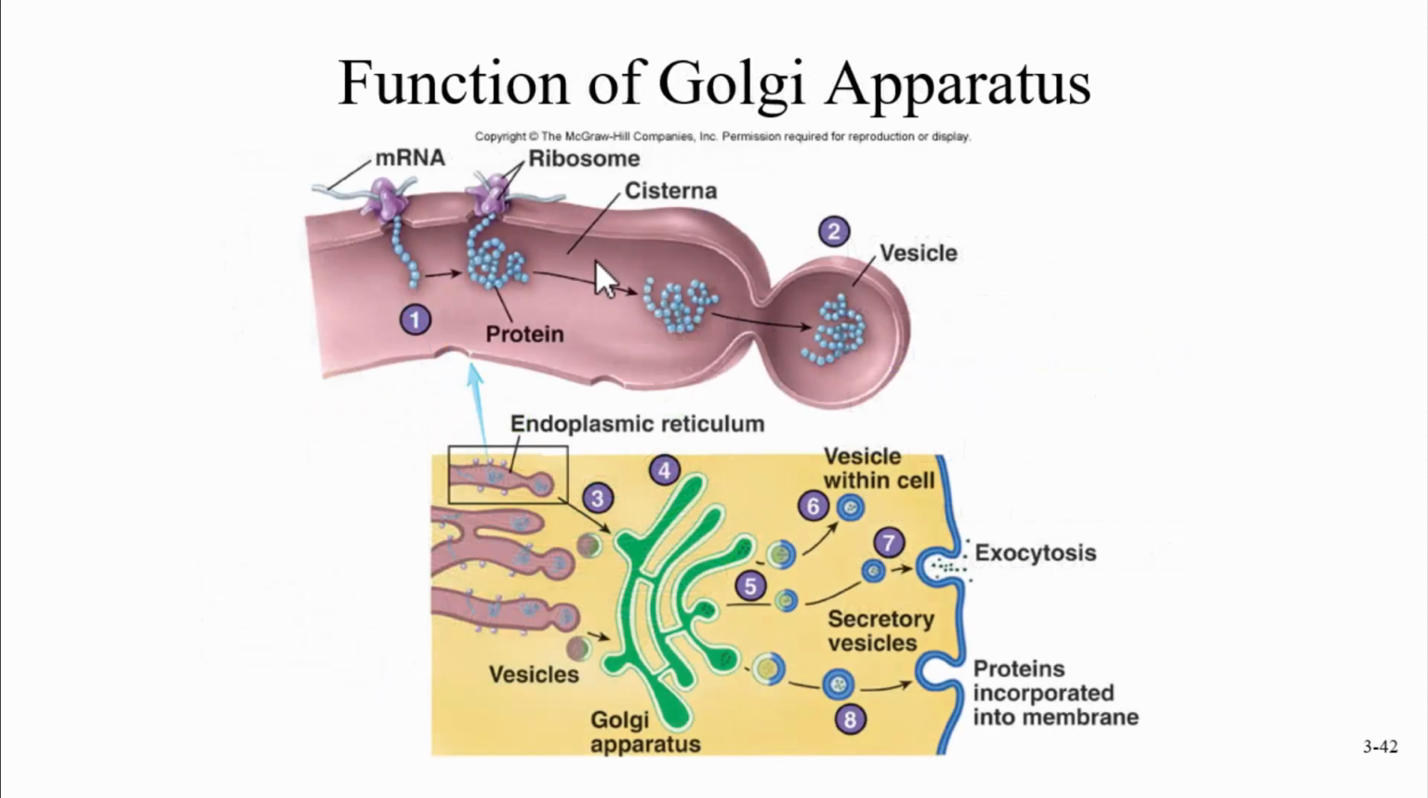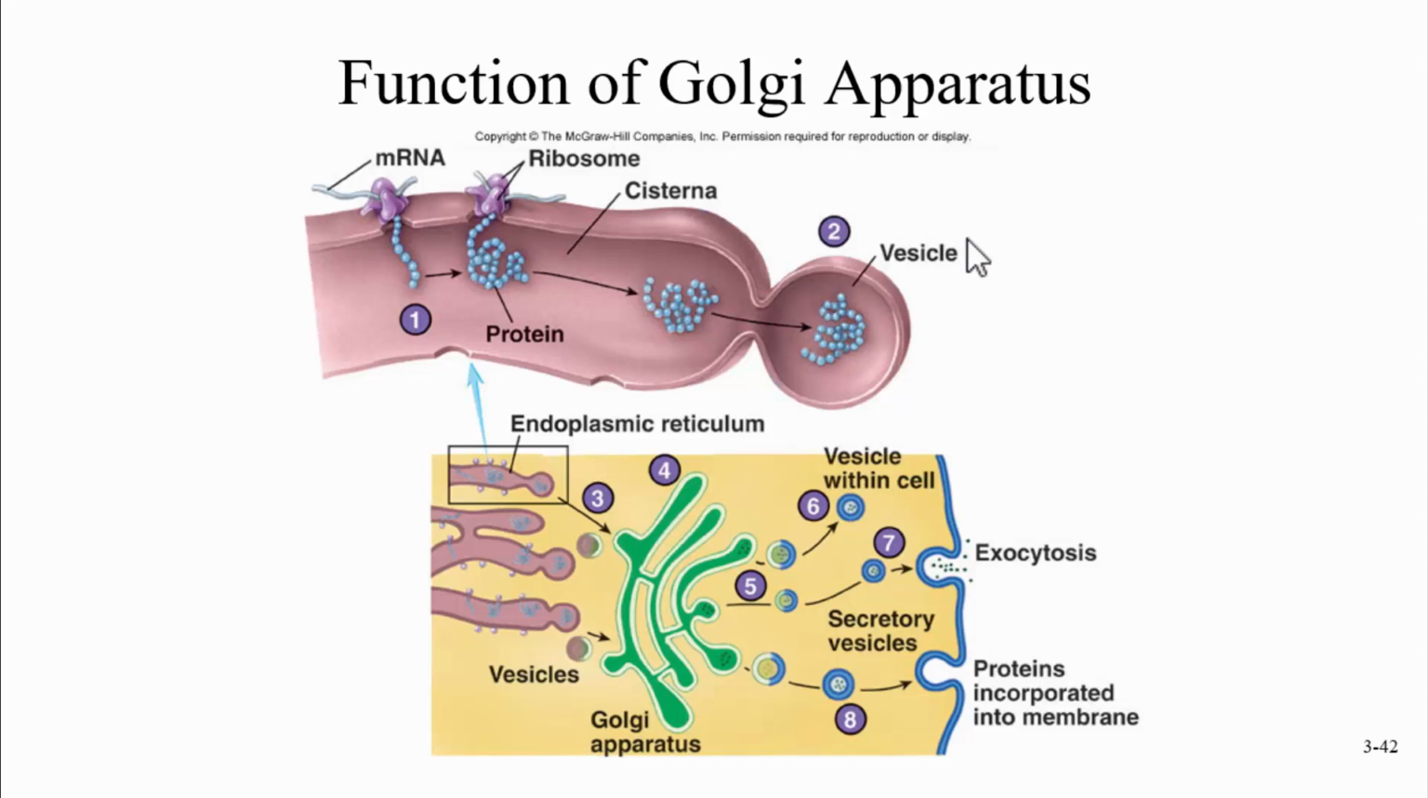So here's our rough endoplasmic reticulum. It's making a certain protein, packages it up into a vesicle, ships it off. So it almost looks like a little UPS truck here. Okay, so then it combines with the Golgi apparatus, because remember, these are phospholipid bilayers. They're like soap bubbles. They can combine.